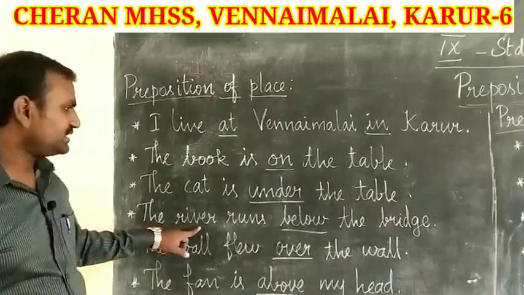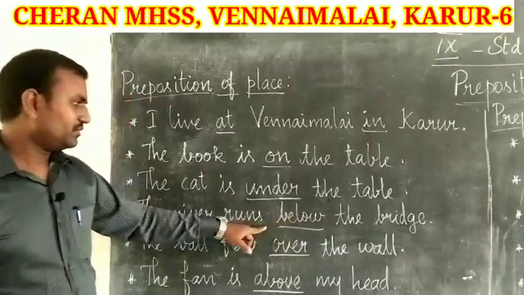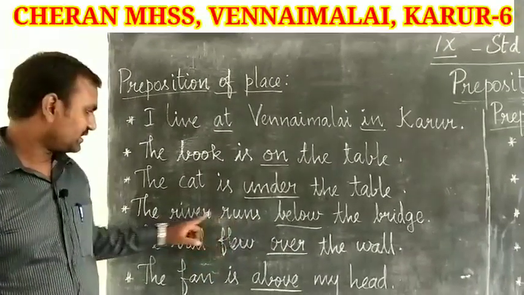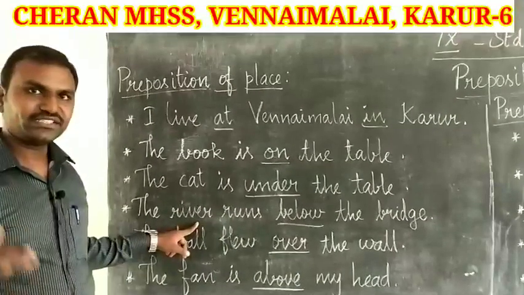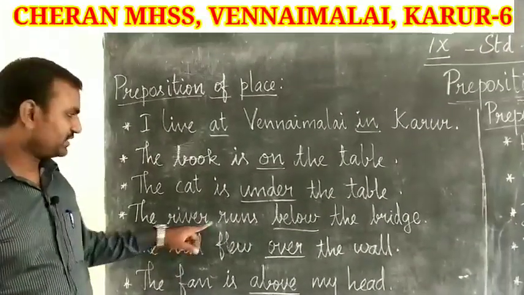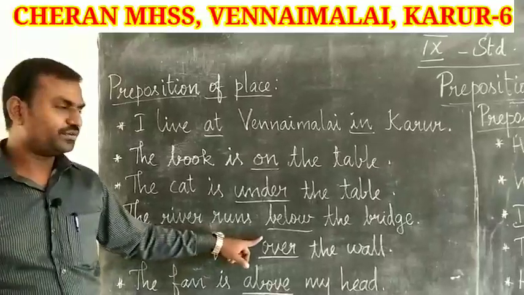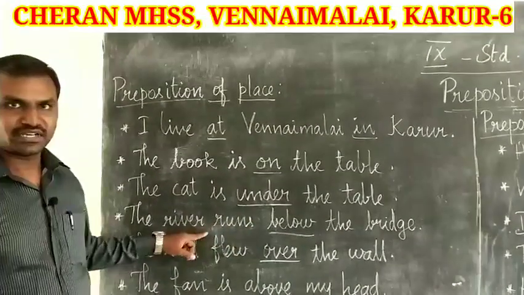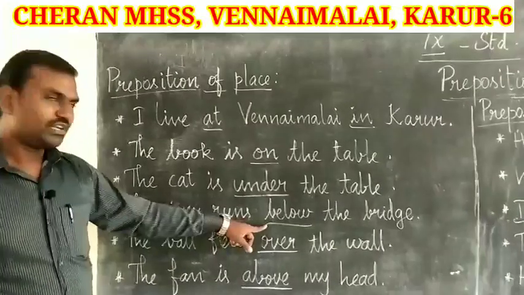Here, the river runs below the bridge. Below is a preposition here. There is a movement here. That means the river water may rise or fall down. So in that particular case, we have to use below. When there is no movement, we use under. If there is any rise or fall, we use below.